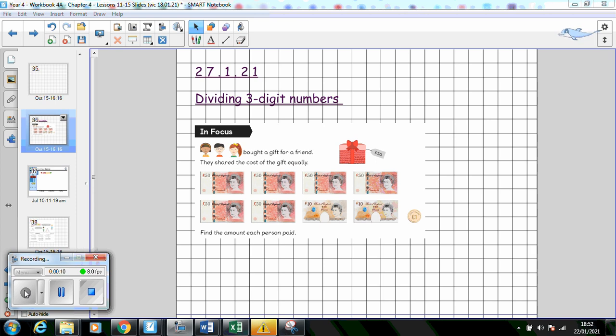Okay, our in focus says Amira, Charles and Holly bought a gift for a friend. That was kind of them. And I can see that that gift has got a price tag on it and it cost £321. They shared the cost of the gift equally. So that means that each of them paid 1/3. This cost was divided by 3 people, equally. So we need to find the amount each person paid.